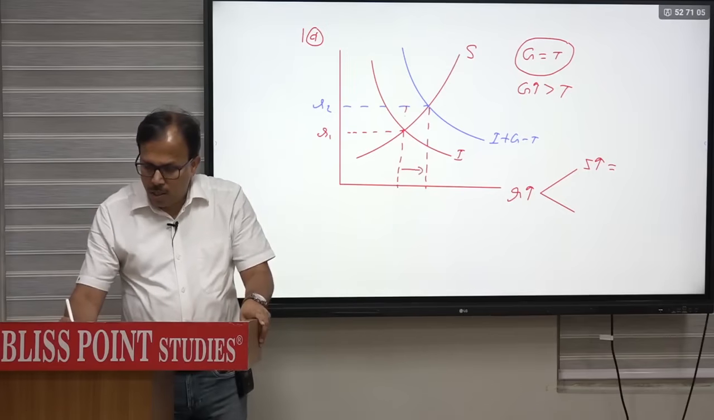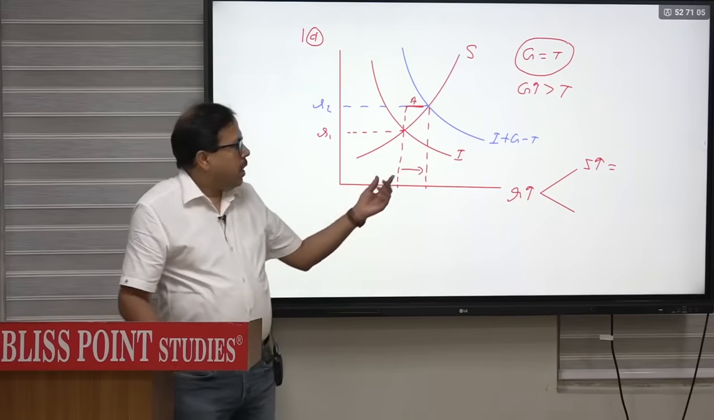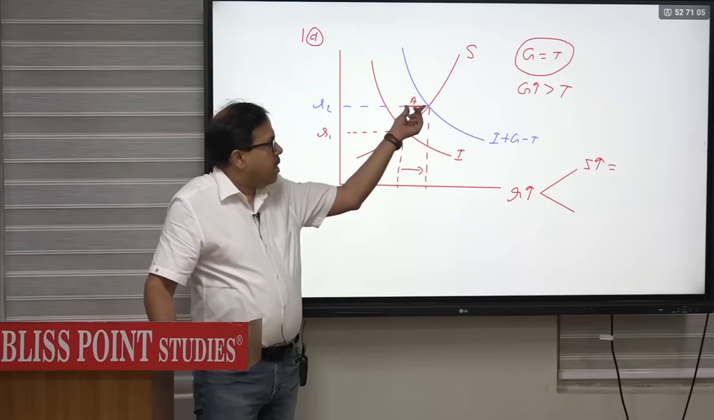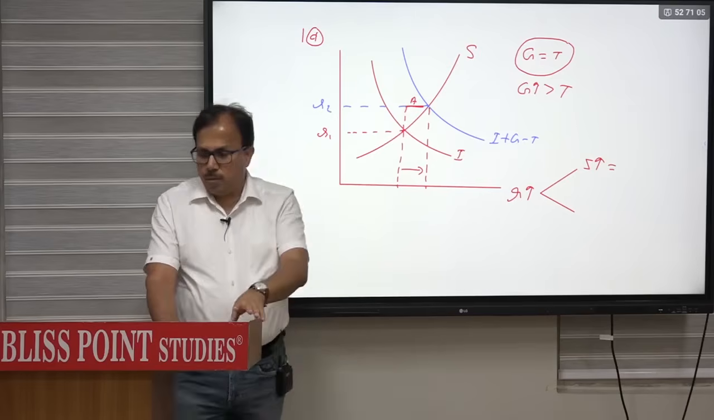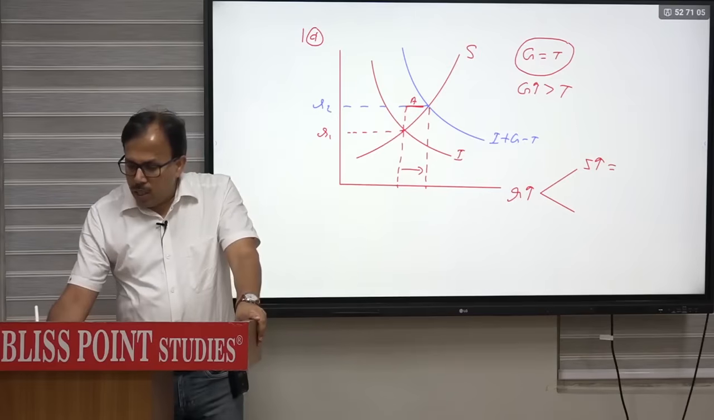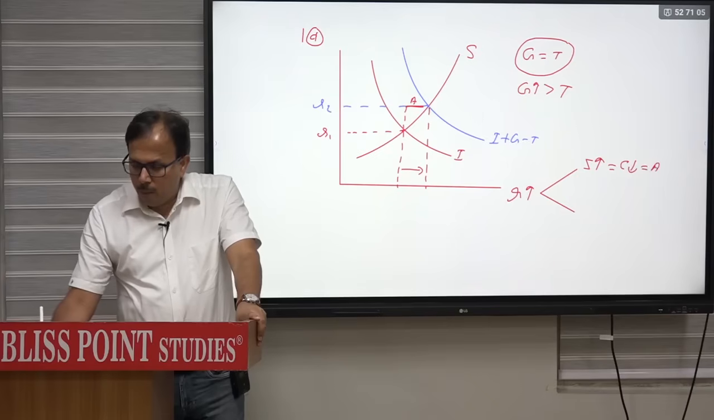You can mark that distance here. I have marked this part. Saving increase, and increase in saving will be by distance A. Increase in saving is equivalent to decline in consumption. So that is measured by A.